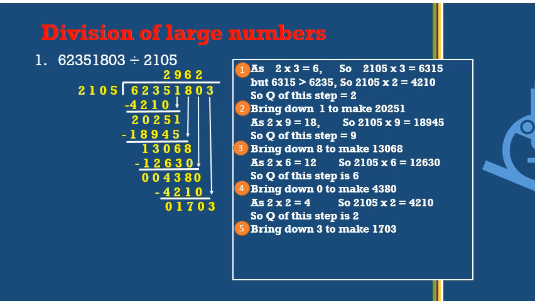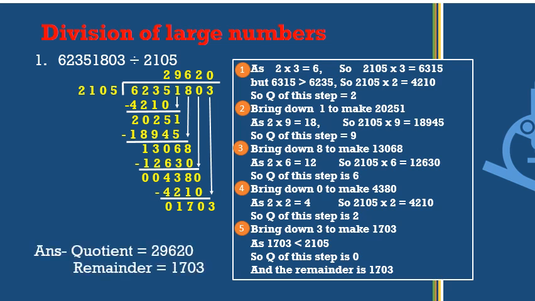So children, in the last step, we will bring down 3 to make 1703. And now, as we know that 1703 is less than 2105, so we cannot divide it by 2105. So the quotient of this step is 0. And the final remainder is 1703. So children, the answer of this division is quotient is equal to 29620 and remainder is equal to 1703.